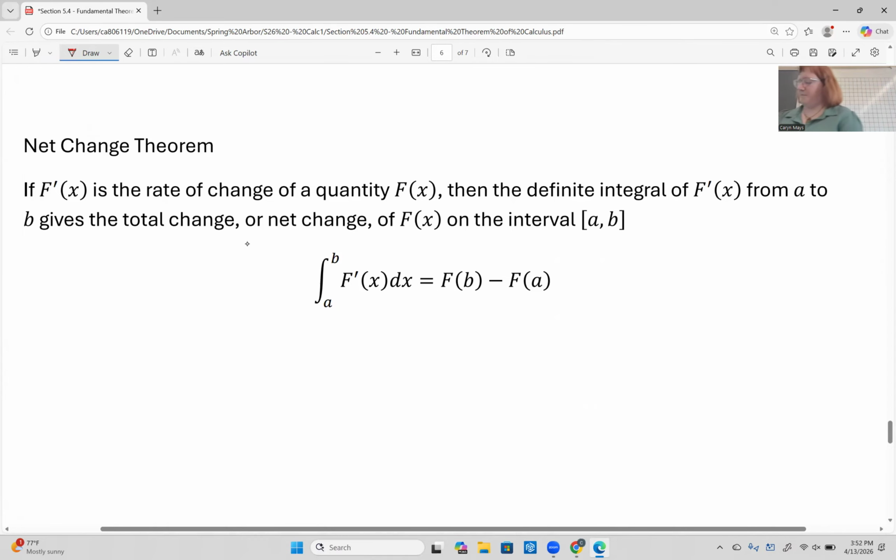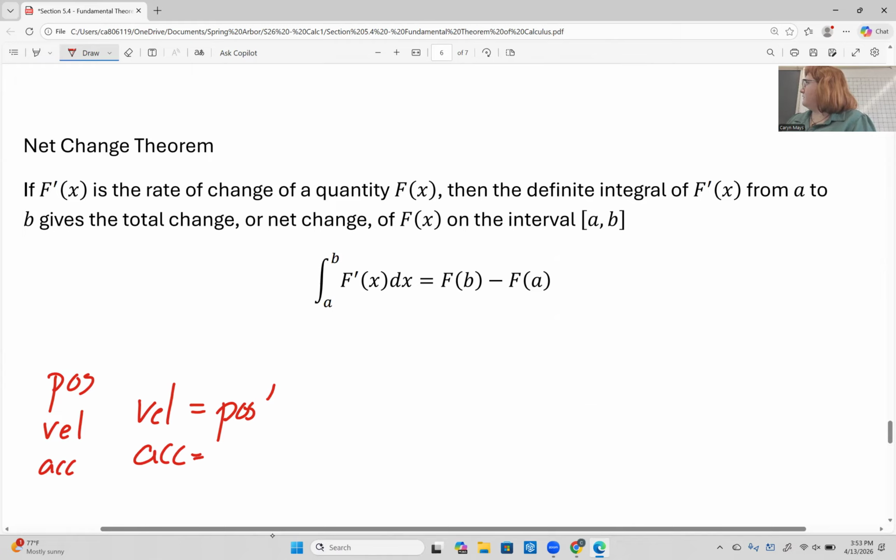Very technical, but why we care is based on position, velocity, and acceleration. Which ones are derivatives of another? Velocity is position's derivative. And acceleration is the derivative of velocity.